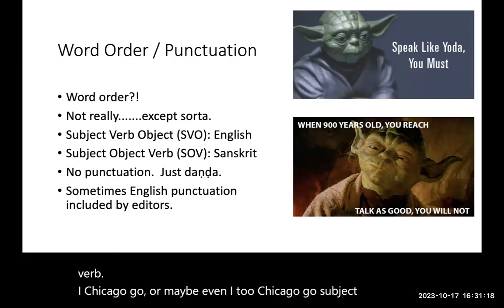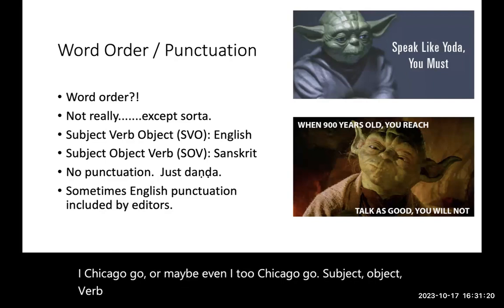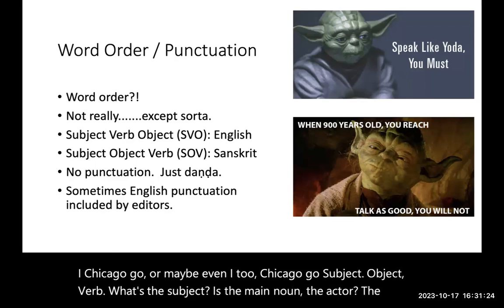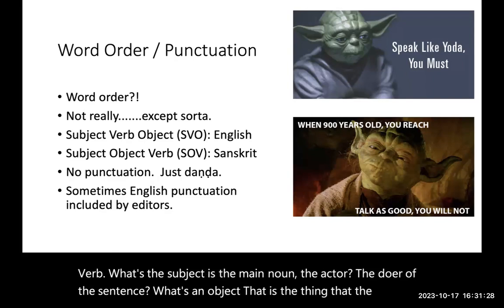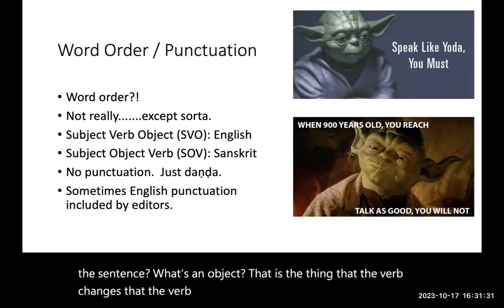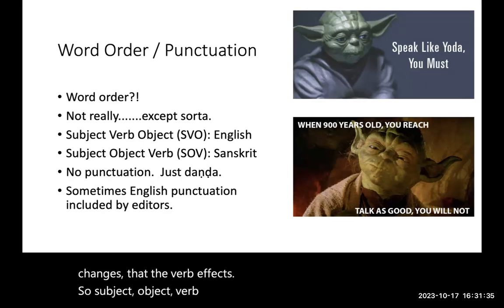Subject, object, verb. What's the subject? Is the main noun, the actor, the doer of the sentence. What's an object? That is the thing that the verb changes, that the verb affects. So subject, object, verb is the action. Subject Rama, object forest, verb go.